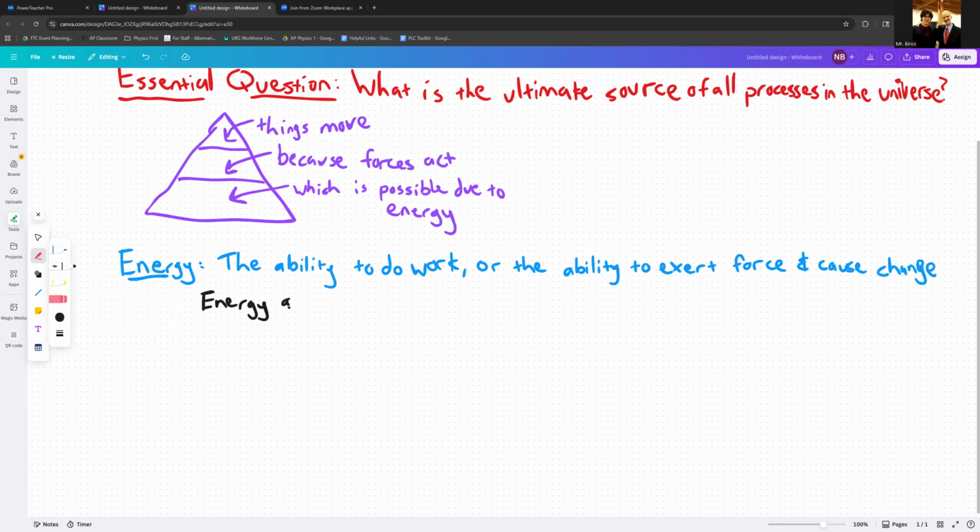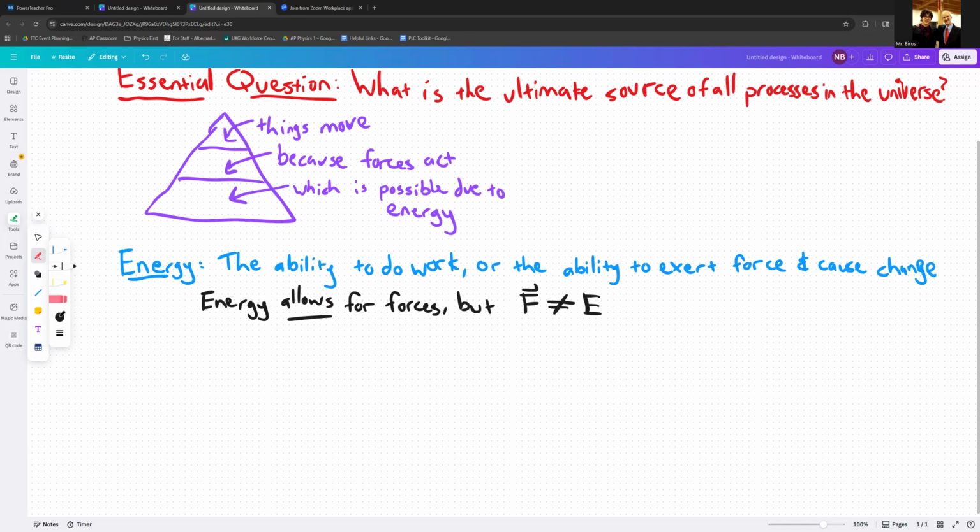Energy allows for these forces to happen, but force as a vector is not equal or the same thing as energy, which is actually a scalar. We do use E for energy in general, which is nice. Makes sense with F for force, right? E for energy. It's a scalar value. It's not a vector. It doesn't have direction, and it is not the same thing as force.